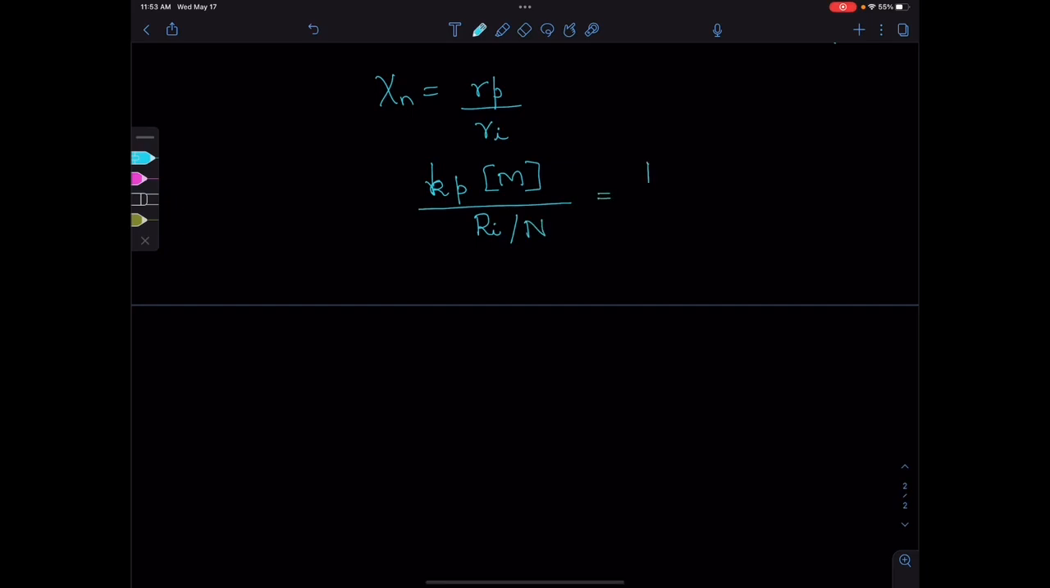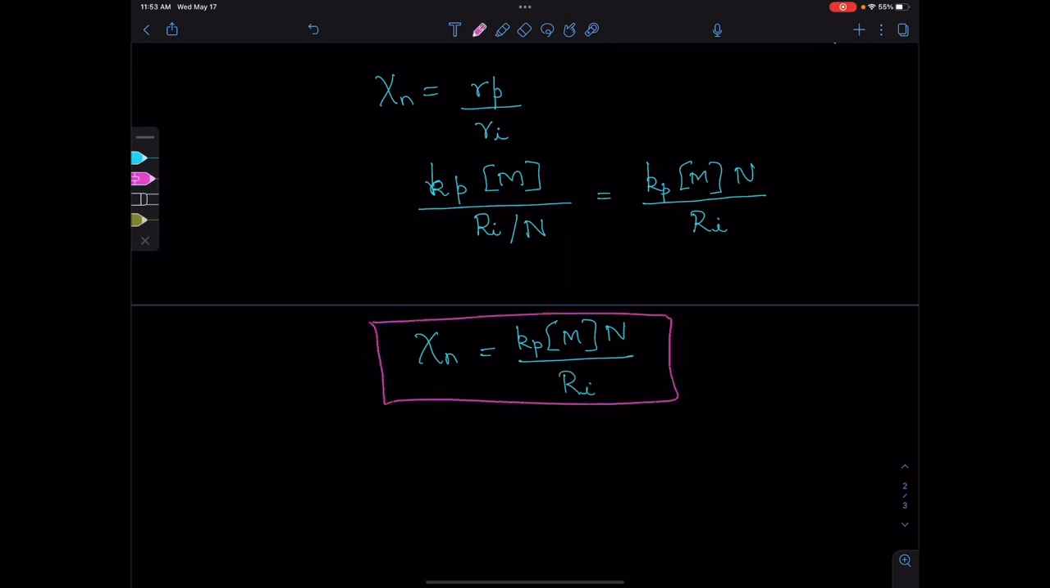So this becomes equal to KpM N over Ri. This is the formula for degree of polymerization.